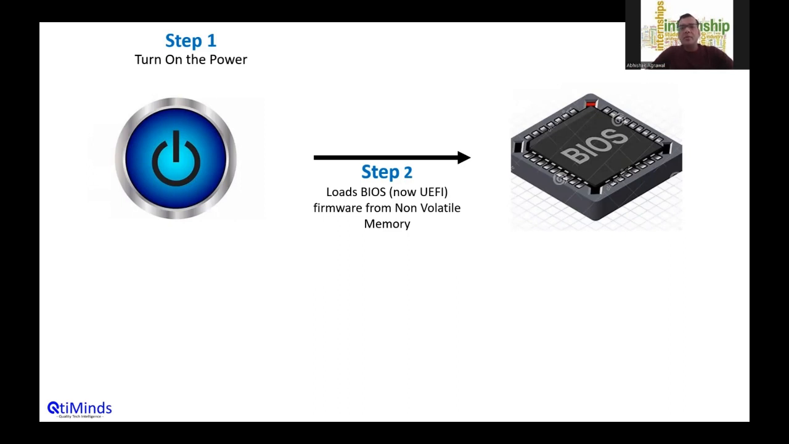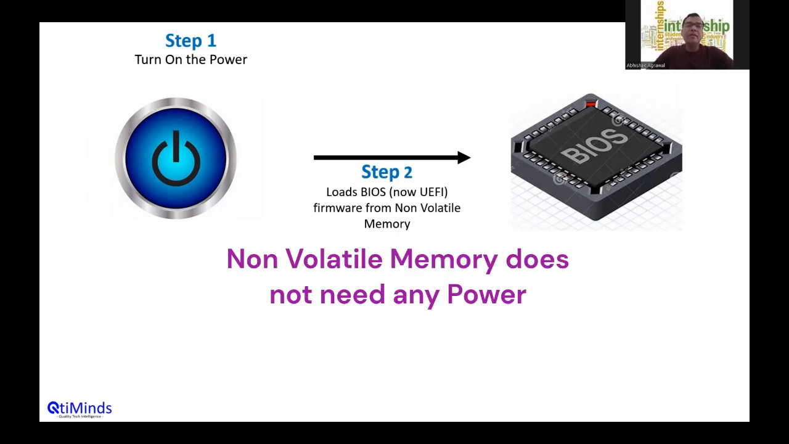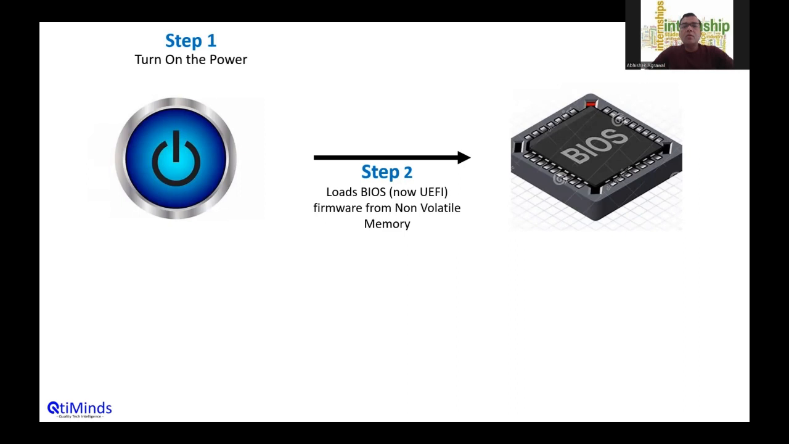So what happens as step two? This BIOS or UEFI firmware gets loaded from non-volatile memory. What is this non-volatile memory? As the name suggests, it is non-volatile, meaning it doesn't need any power backup. Whatever you store in non-volatile memory remains there even though there is no power. That is why it is called non-volatile memory. Typically, BIOS firmware is stored in non-volatile memory because there is no power in the system and you need to have your firmware stored somewhere. That's how this non-volatile memory is used.